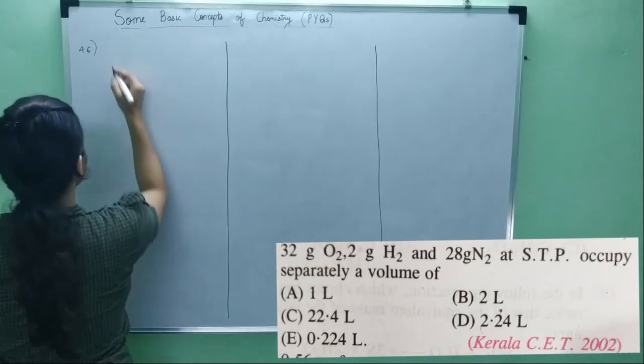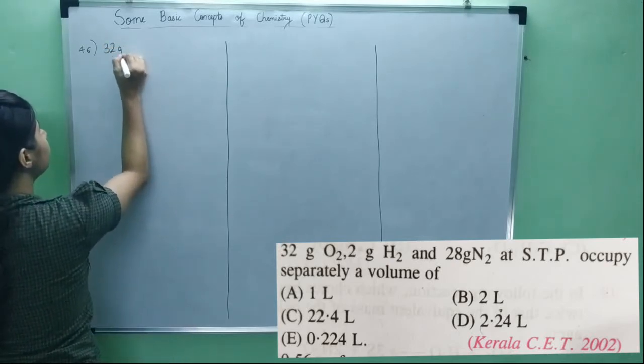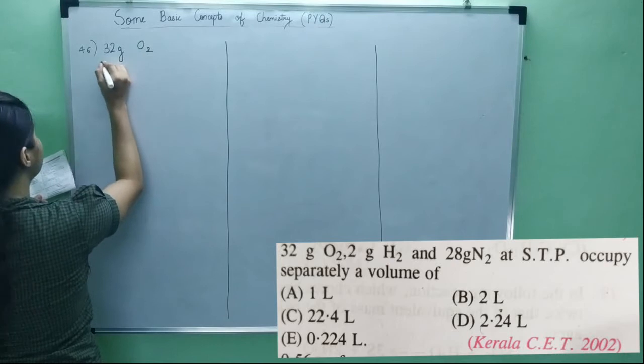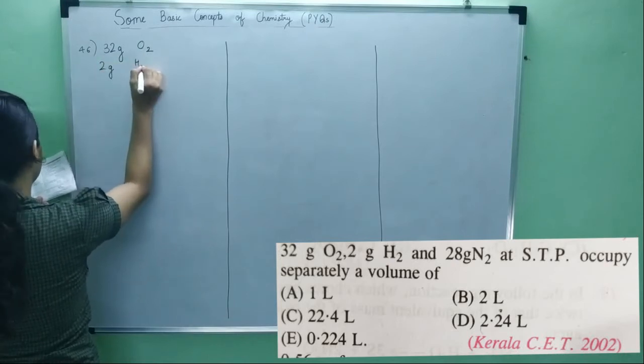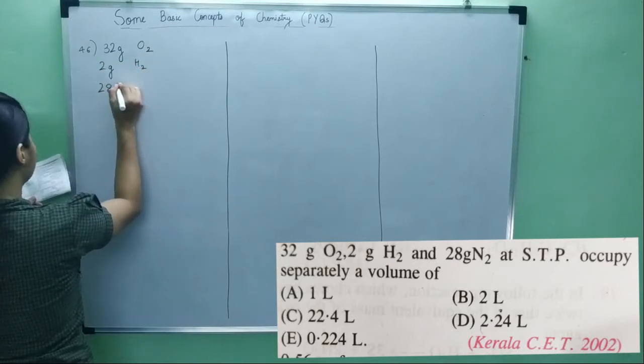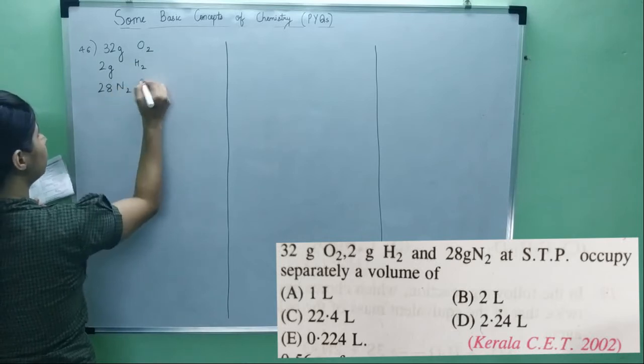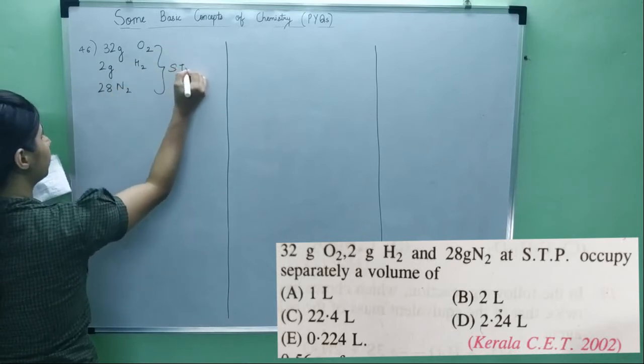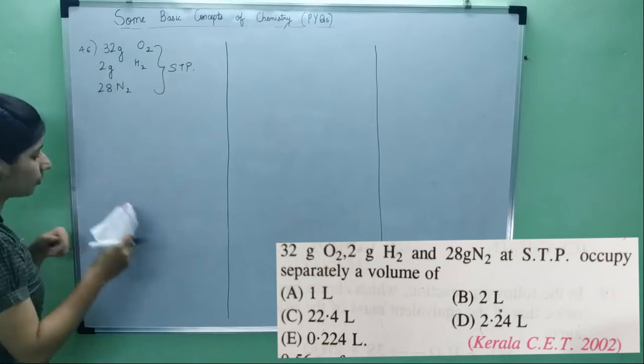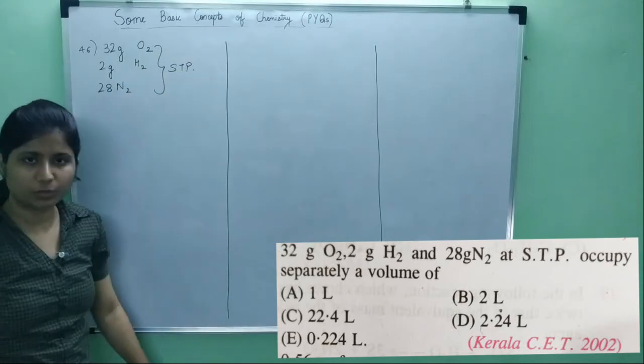Now the question is 32 grams of oxygen, 2 grams of hydrogen, and 28 grams of nitrogen. So these are conditions at what? STP. So each separately will occupy a volume of.